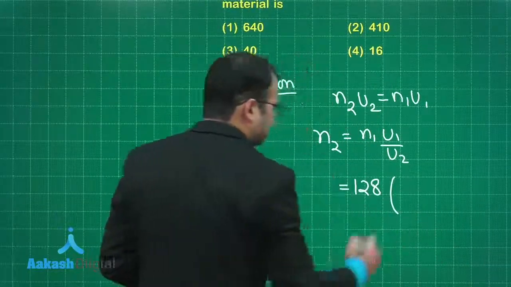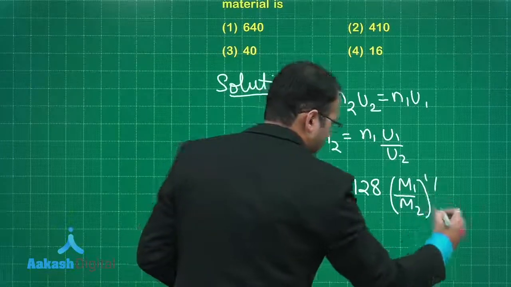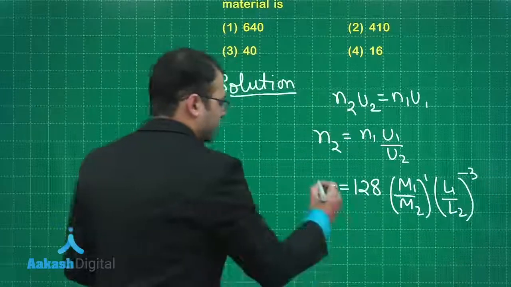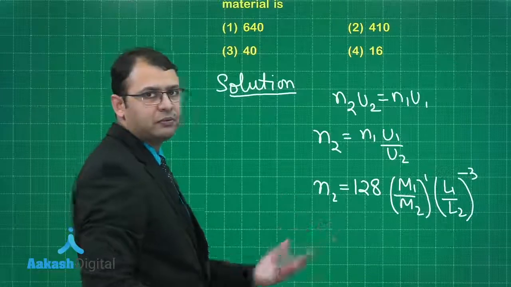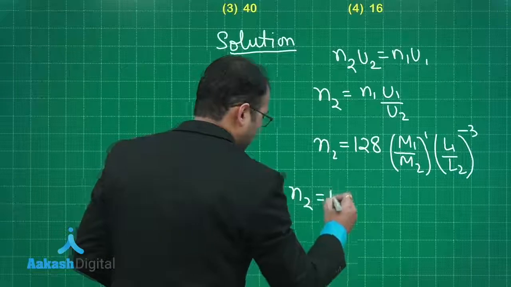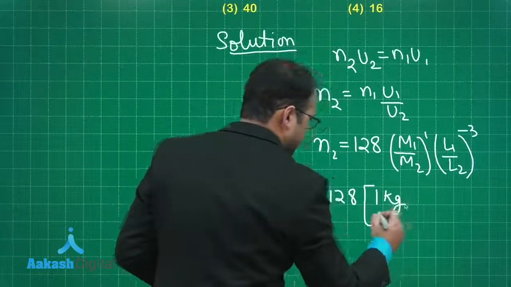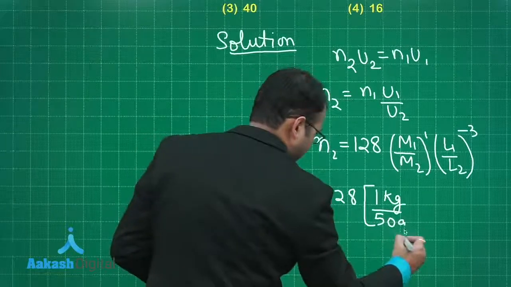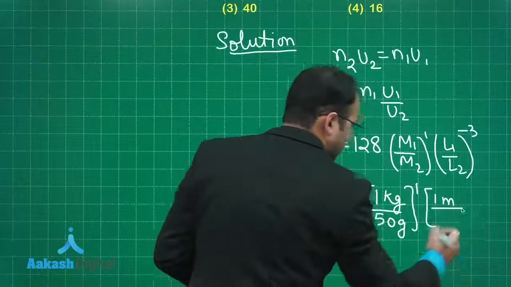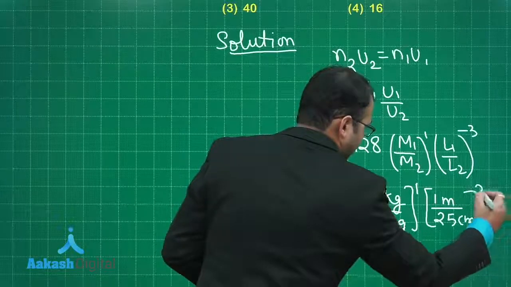Now we are talking about density. So u will be written as M1 by M2 to the power 1, L1 by L2 to the power minus 3. Time is not required here, as in density time does not play any role. So from here you will see n2 would be equal to 128. What is the basic SI unit? 1 kg over 50 gram, power 1, and length is basically 1 meter in SI unit, and here we have taken 25 centimeter, and this is power minus 3.